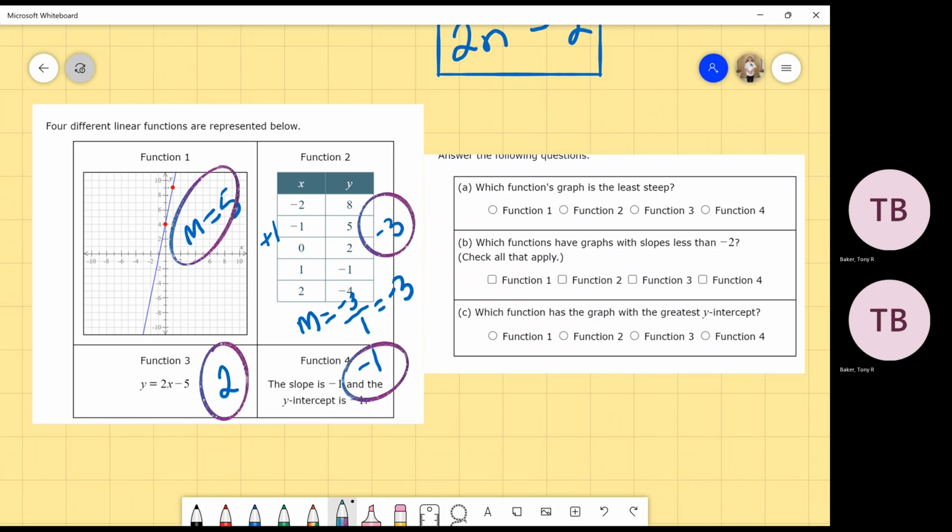What they're asking for is the closest to 0. Because -3 down is pretty steep. 5 up is pretty steep. 2 up is less steep, right? -1 down is the least steep. It's the closest to 0. So when they're talking about least steep, they're looking for the slope that's closest to 0, so the easiest one to walk, which would be a flat surface, exactly 0. So in this case, my least steep slope is function 4.